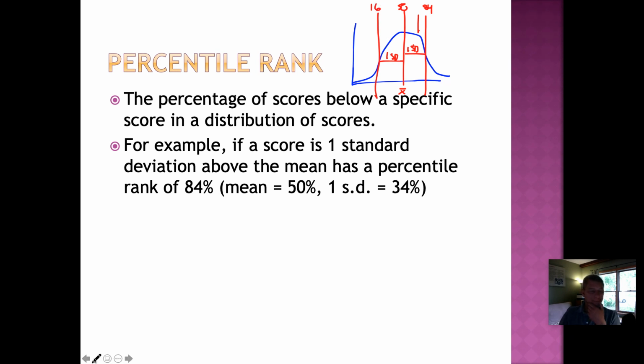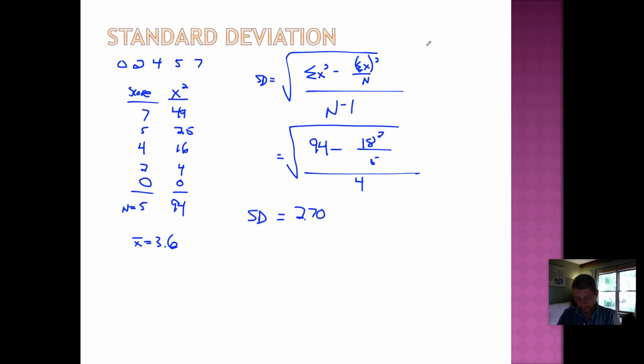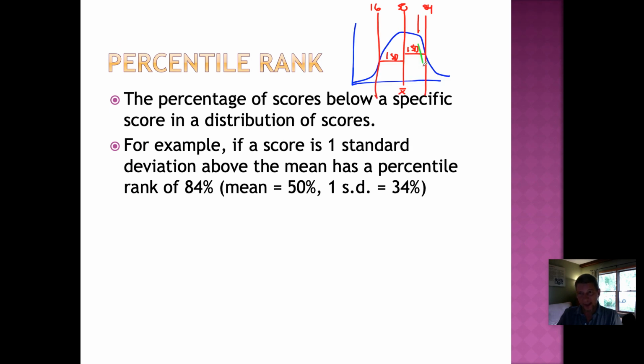Now, what does that mean? What that means is that all the data in here, the green, represents 84% of the data. In other words, 84% of the data fits under the bell curve in the area that I've shaded green.